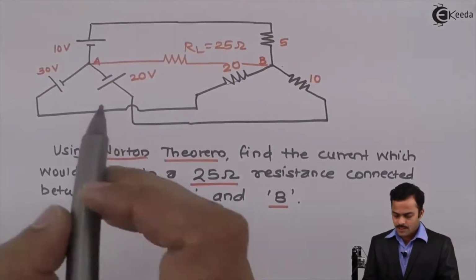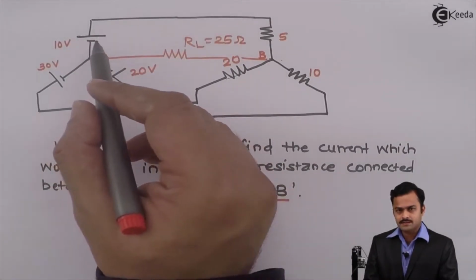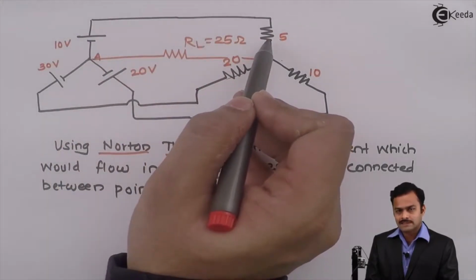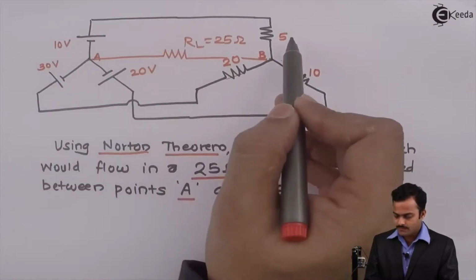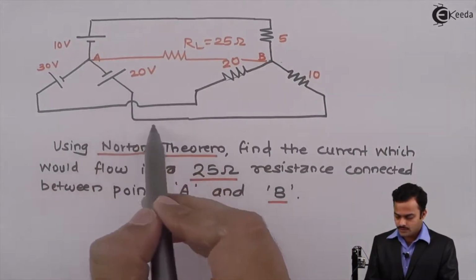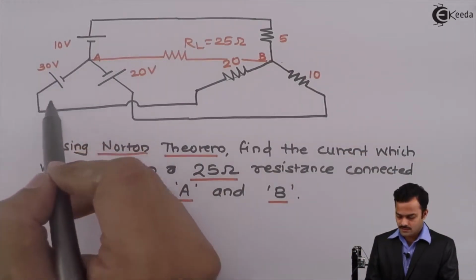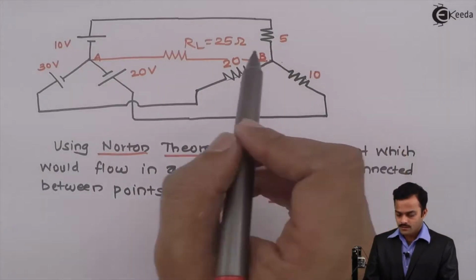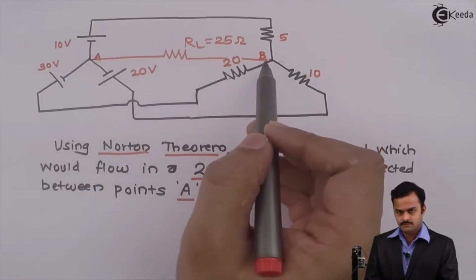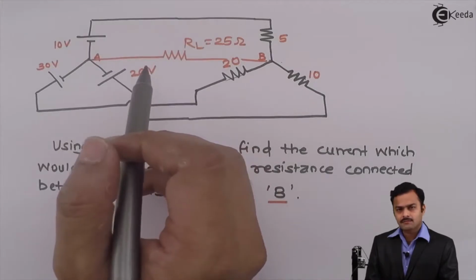So actually I am having three branches. In each branch I am having a voltage source in series with a resistance. So 10 volt in series with 5 ohm, 20 volt in series with 10 ohm, 30 volt in series with 20 ohm, and all these three branches are connected between points A and B. So consider this fact in mind.